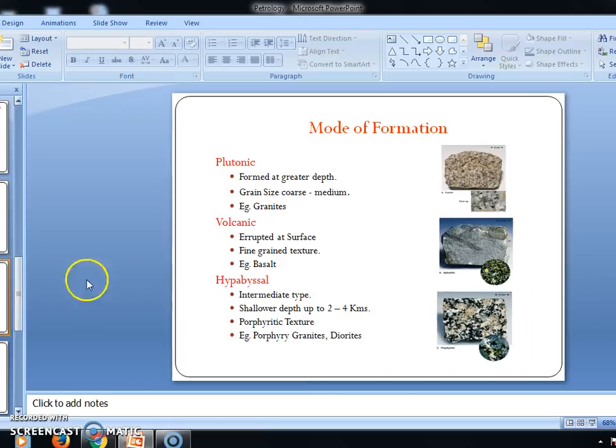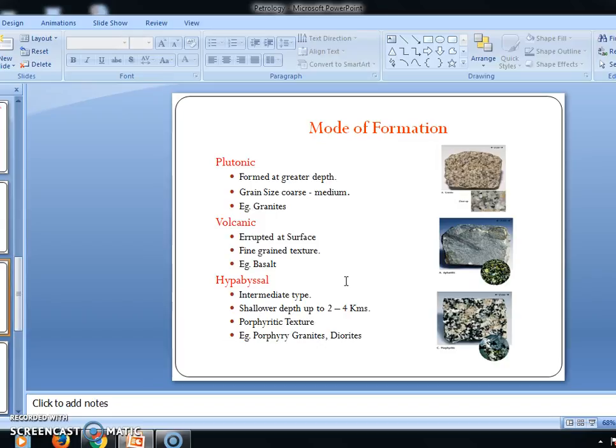Then the second one is the mode of formation. In the mode of formation, there are three types of igneous rocks. First one is plutonic, second one is volcanic, third one is hypabyssal. Plutonic rocks are formed at a greater depth, with coarse grain size. Example, granite. These rocks are acidic in nature. Volcanic rocks are formed on the earth's surface, when the lava erupts at the surface and cools and crystallizes. These volcanic rocks are basic in nature. Example, basalt. Then third one, the hypabyssal rocks.